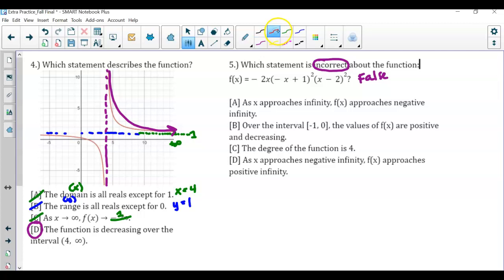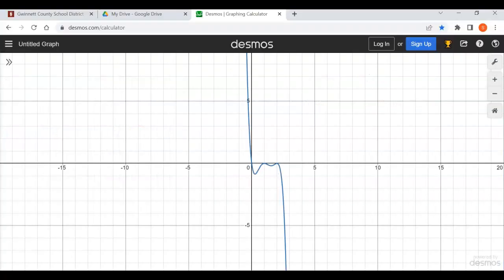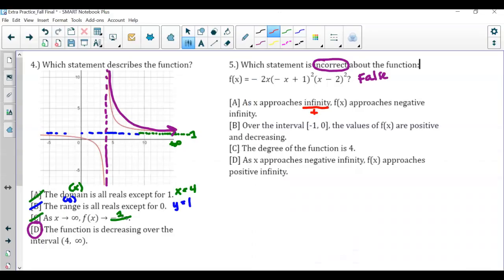So as x approaches infinity, so as we're going towards our positive infinity, this says f of x is approaching negative infinity. Now remember, we're looking for false. So as we're going to the right, what is our end approaching? What direction is our graph going? Down to negative infinity. So this statement is true.